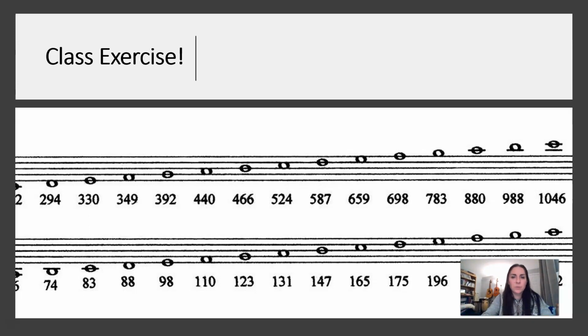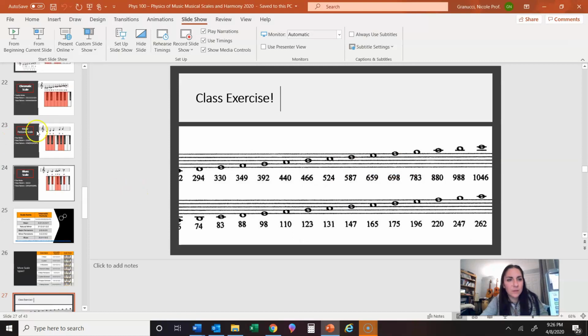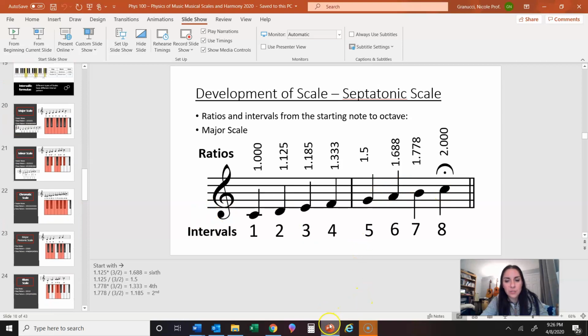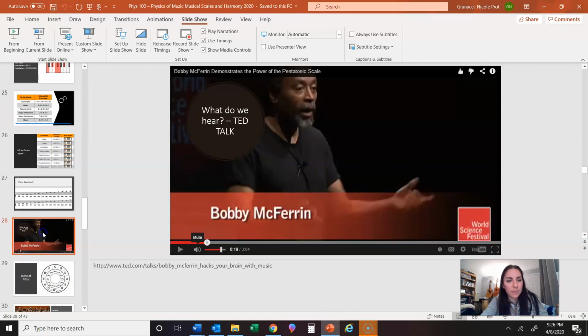But let's just pick two notes. So I'm going to pick the 466 and the 659. So 659 divided by 466 gives me a 1.4. So I know for a fact that that in fact is not any of the scale ratios that we have, right? This is not an interval. In other words, this wouldn't be any one of these. So it's a class exercise we would have tried to do.